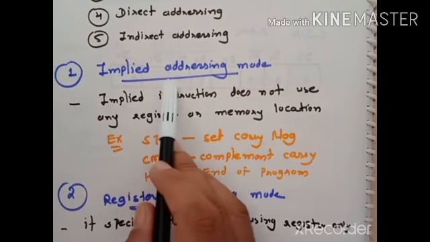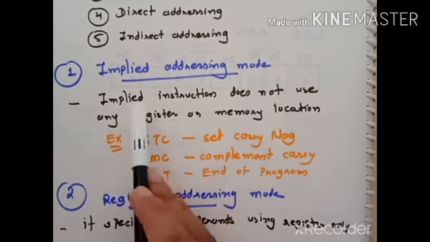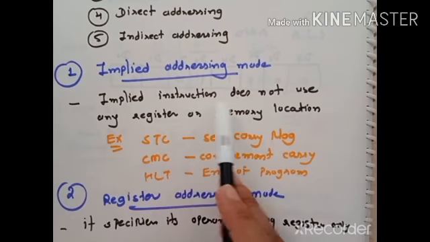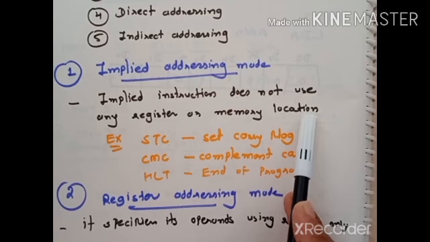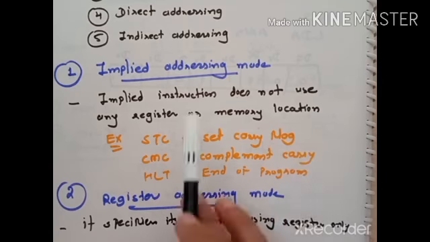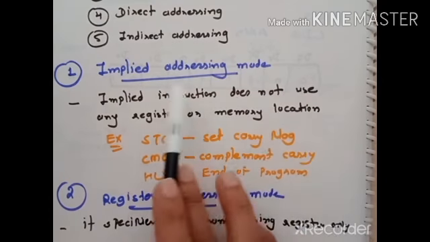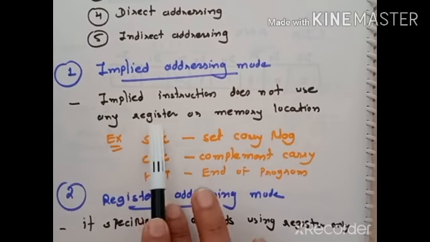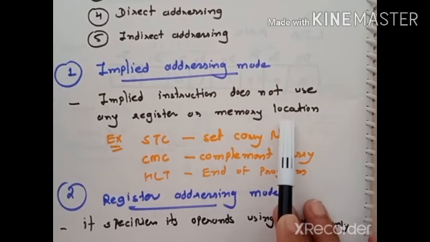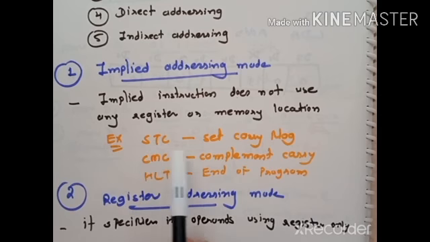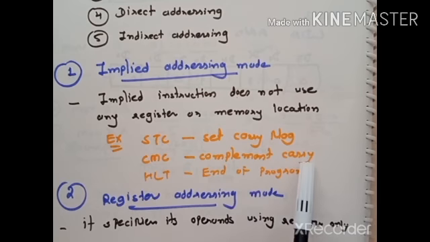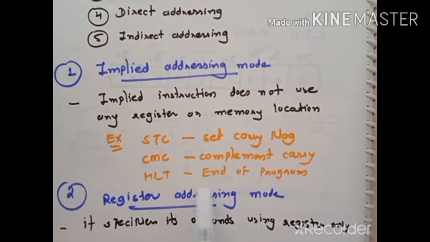First, implied addressing mode. In this, implied instructions do not use any register or memory location. That means in this addressing mode, the instruction does not contain any register or memory location. Examples of such instructions are STC, that means set carry flag, CMC, that means complement carry flag, then HLT, that means end of program.